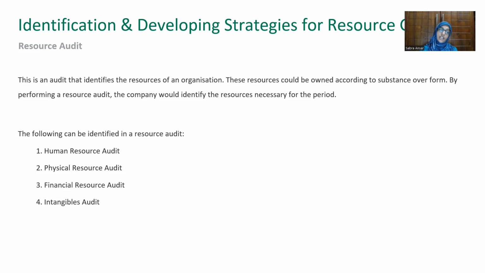Then there will be a physical resource audit, where the physical resources of the company will be analyzed, doing a proper count to see how much physical resources the organization has. So that is a physical resource audit. And then there is a finance resource audit, where the financial assets or sections of resources will be accumulated and checked to see how much financial resources the organization or the company has.